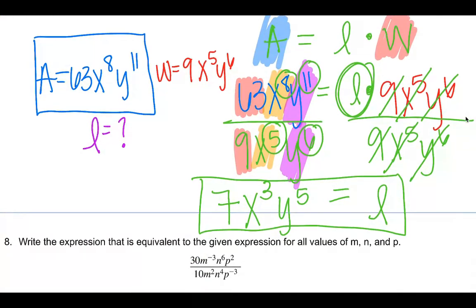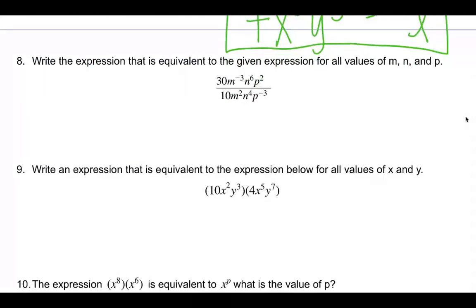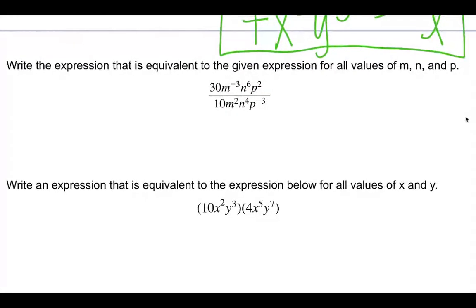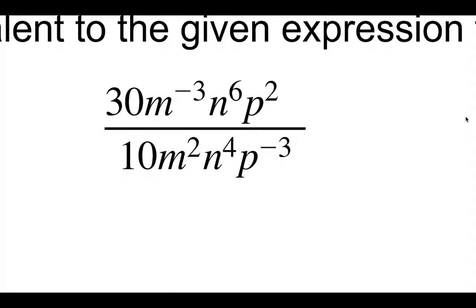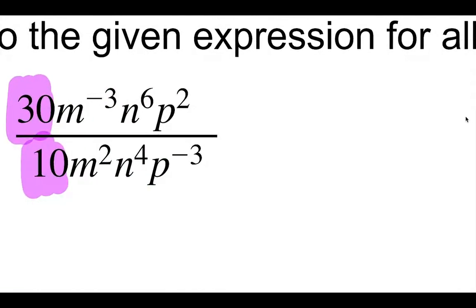Okay. Write an expression that is equivalent to the given expression for all values m, n, and p. So all it's asking us to do is divide it. So again, I'm going to divide my whole number. So 30 divided by 10 is going to give me 3.